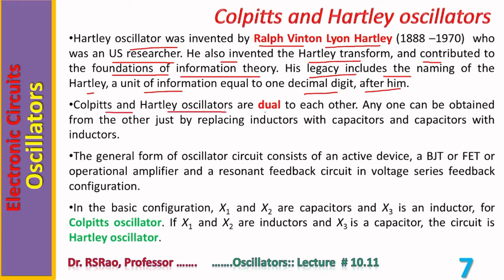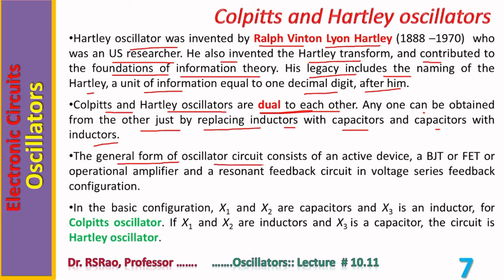Colpitts and Hartley oscillators are dual to each other. Any one can be obtained from the other just by replacing inductors with capacitors and capacitors with inductors. In a Colpitts oscillator, there exist two capacitors and one inductor. In a Hartley oscillator, there exist two inductors and one capacitor.